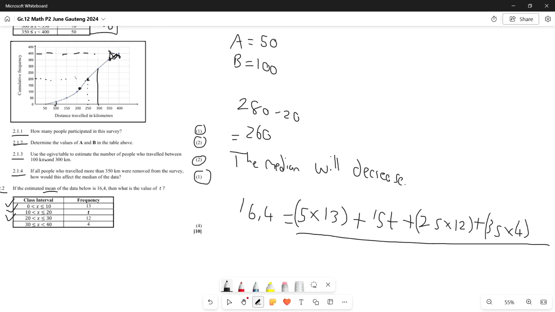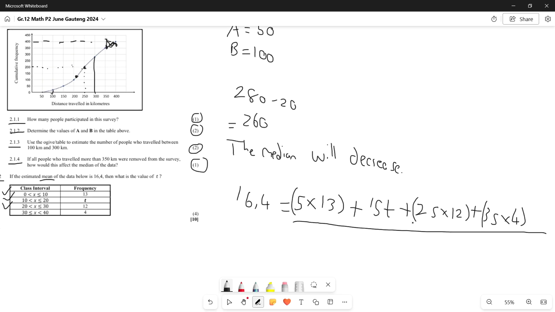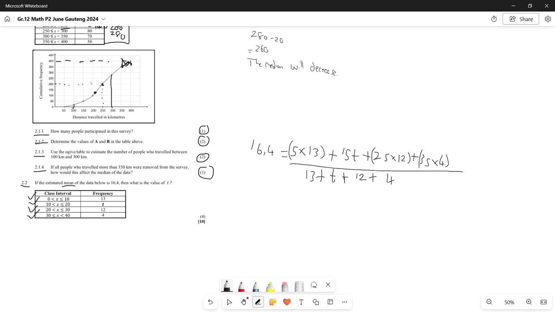So a reminder that the mean is all the values added up divided by the amount of values in the data set. What we're doing is taking the midpoint because we want the average multiplied by the amount of people that took this test, or whatever we're measuring. Then the average equals the total divided by the amount of people that we have, so we add up everything at the bottom: 13 plus t plus 12 plus 4. At this stage we've set up our equation: the mean equals the frequency times the midpoint for each row, over the frequency of everyone in the sample size.